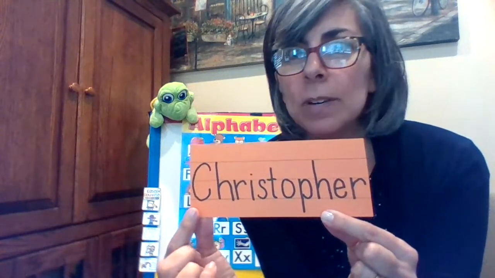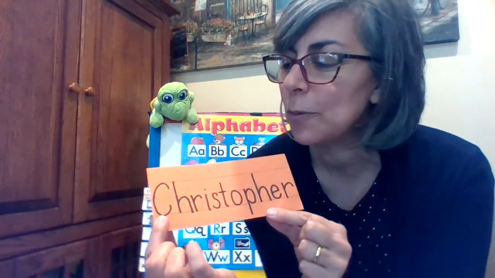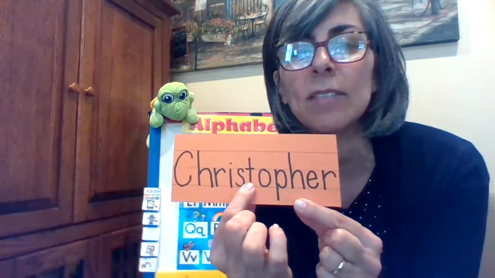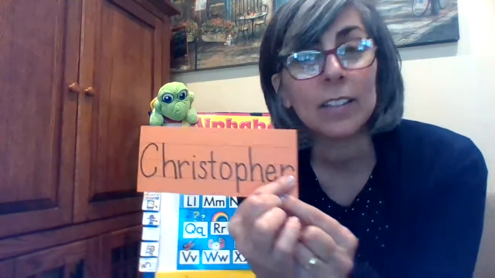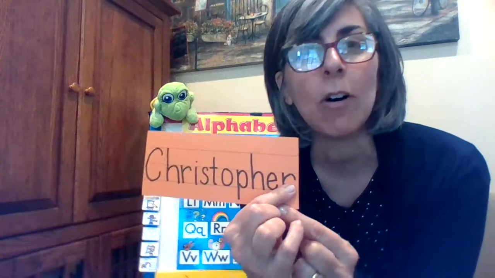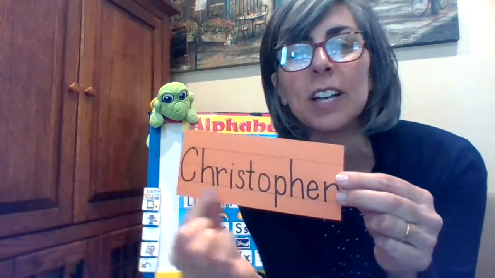C-H-R-I-S-T-O-P-H-E-R. Christopher. Let's count how many letters that makes. 1, 2, 3, 4, 5, 6, 7, 8, 9, 10, 11. The longest name of all 3 classes. You won the prize, Christopher.